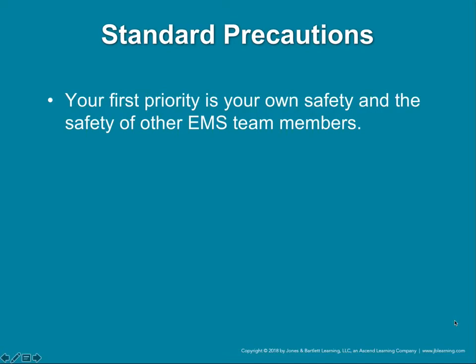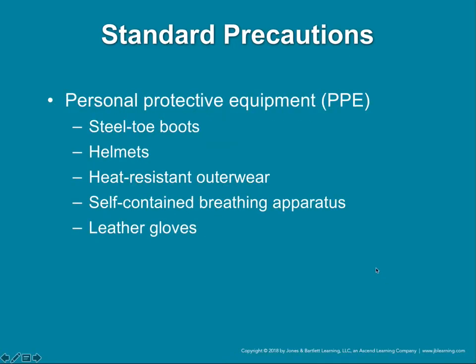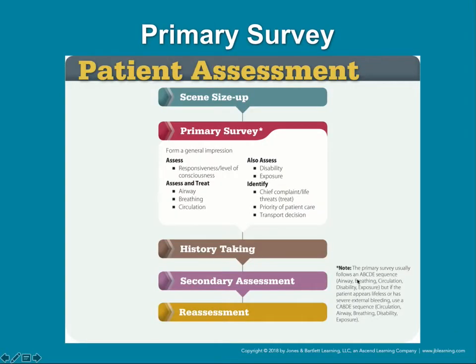Standard precautions, another way of saying universal precautions, which is BSI, PPE, the stuff you wear on every call. And that can expand depending on what type of call it is. You would wear eye protection if you're providing an artificial airway, so you don't get stuff in your eyes. Wear a HEPA or N95 mask if you've got a possible TB patient. Wear a gown if you've got to deliver a baby. You're going to have a lot of body fluids and a big mess there, so make sure you're wearing something to keep you safe from that. And again, PPE: steel-toe boots, helmets, heat-resistant outerwear, your extrication gear, all of that stuff.